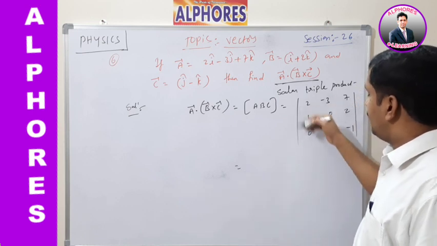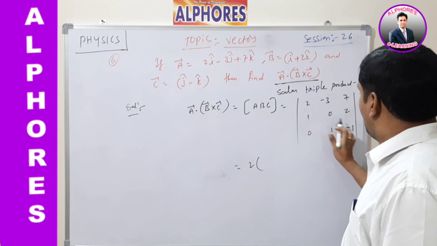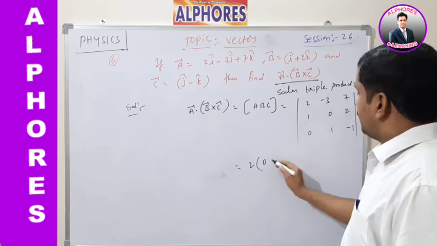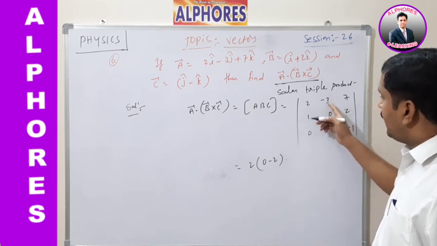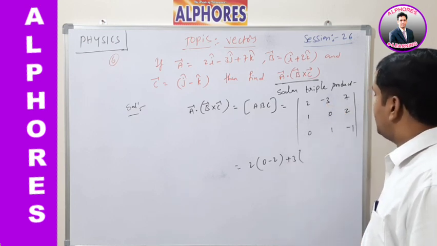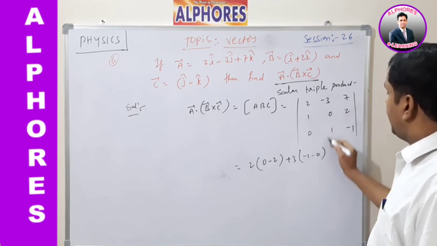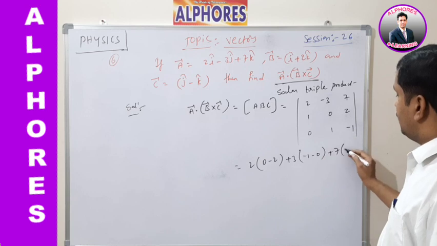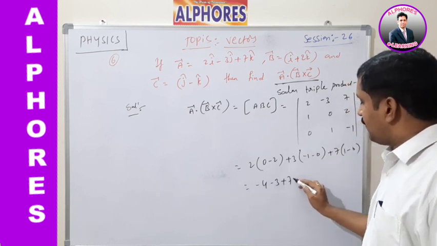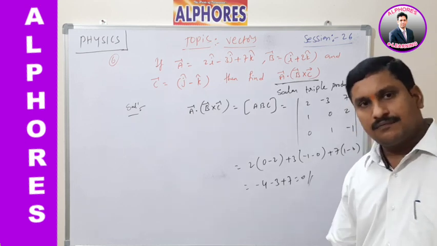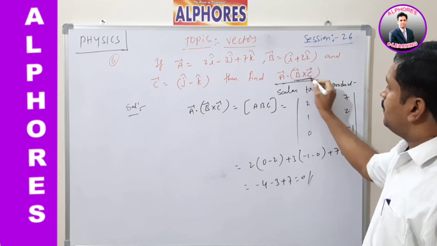What is the total volume? It is the determinant of the 3 by 3 matrix. 2 into (0 into minus 1, minus 2), which is minus 4. Are you clear? Now again, minus J means minus of minus this value, so plus 3 into (minus 1 minus 0). Again plus 7 into (1 minus 0). That means minus 4, minus 3, plus 7, and this is equal to 0.